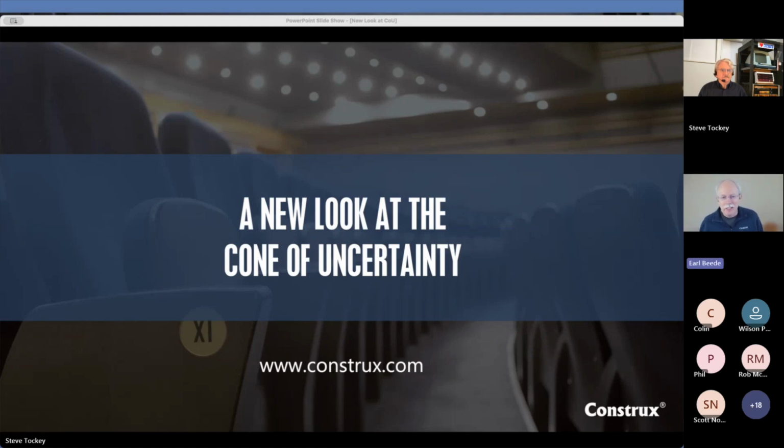I'm a senior fellow here at Construx, and I'm excited today to bring you Steve Tockey and a new look at the cone of uncertainty, something he's been doing to help automate the cone of uncertainty, because the cone of uncertainty has been near and dear to our hearts here at Construx for decades. And taking it so it's making more available and more usable to everyone is a great add.